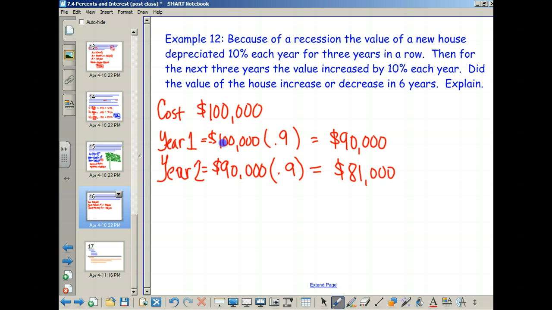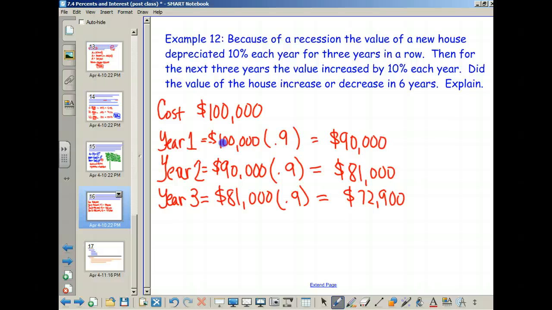It decreases one more year because it says it decreases 3 years in a row. 3 years. So I start out with 81,000. I could find 10% of this, which would be 8,100, and then subtract. That would be fine. Or I can find 90% of this by multiplying by 0.9. And what is the value of my house either way? $72,900. And we have some homeowners that are none too happy about this. Bought the house for $100,000 and 3 years later it's only worth $73,000.